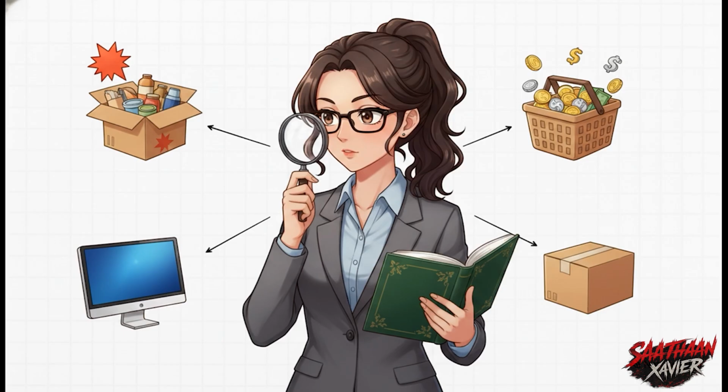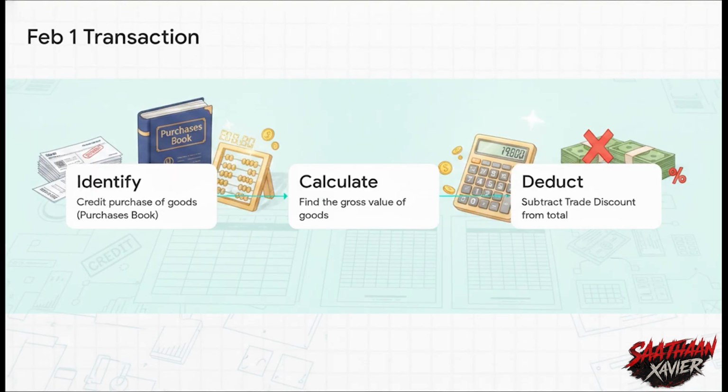We need to figure out which of these 4 transactions actually belong in the purchases book. Taking a step-by-step approach is absolutely crucial here. Look at February 1st. They bought goods on credit. Does it go in the purchases book? Yes, it does, but we have to calculate the gross value first. 5 gross pencils at 100 rupees each, plus 1 gross register at 240 rupees per dozen. You do that math to get your gross total.